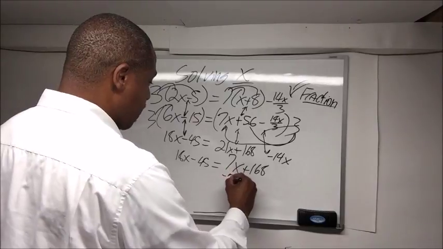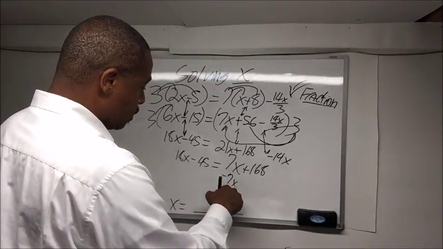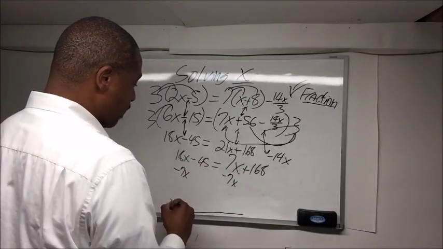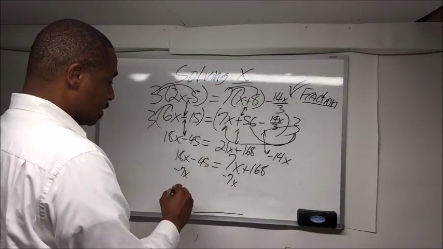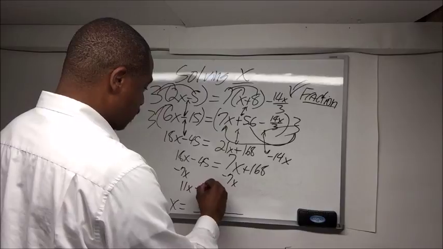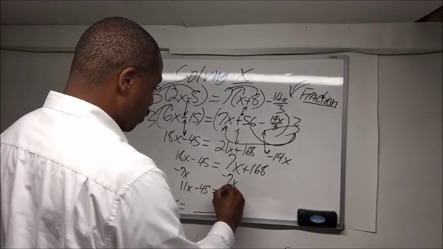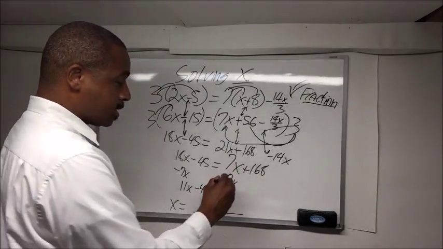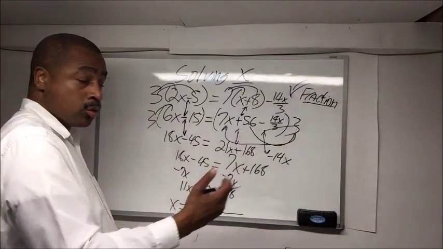So minus 7x, this is equal. So if I do it to this side, I'm going to do it to this side, minus 7x. 18x minus 7x gives us 11x. Minus 45 equals 168, because 7x minus 7x equals 0.